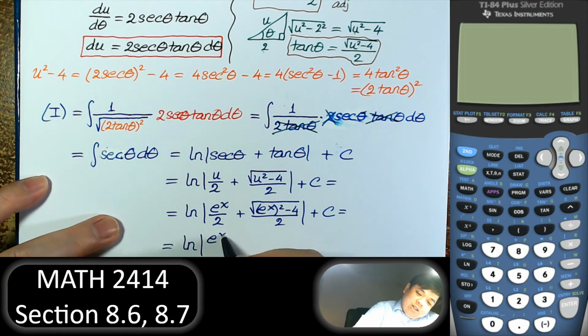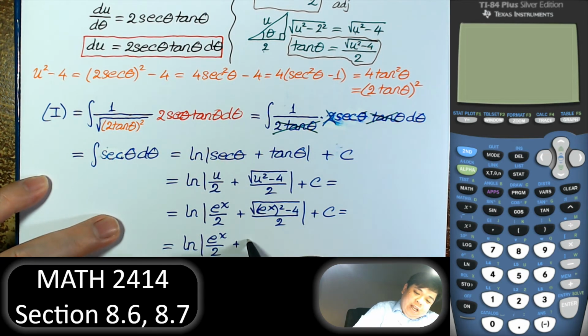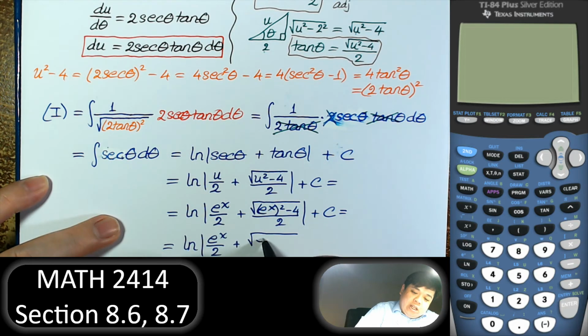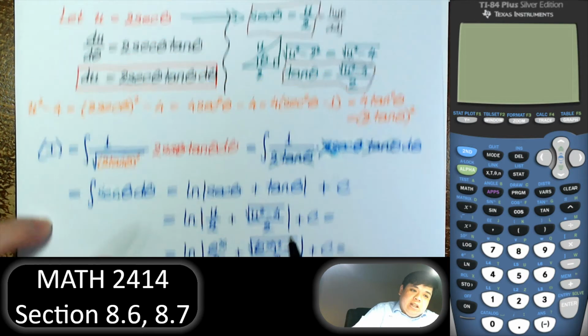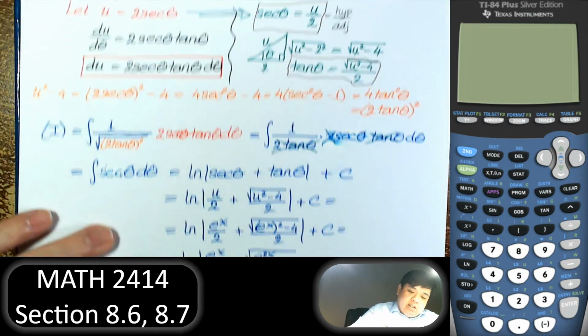We have e to the x over 2, and e to the x squared is e to the 2x. We talked about that earlier.